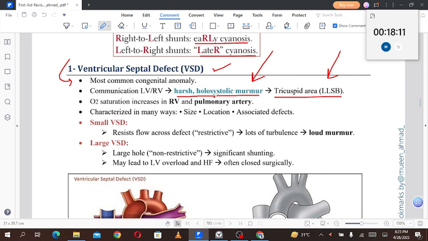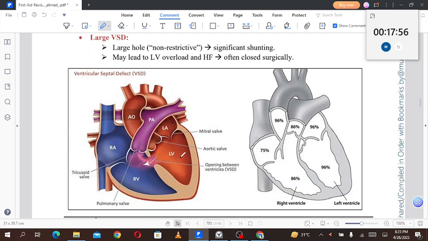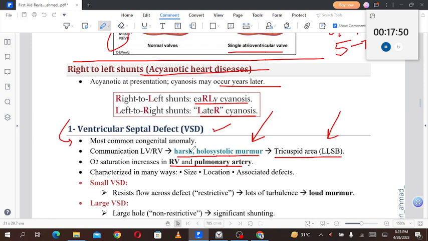So the harsh holosystolic murmur is present. Holosystolic means throughout systole, that is between the S1 and S2 sounds; throughout that we hear this sound. O2 saturation increases in the right ventricle as well as the pulmonary artery, because oxygenated blood from the left ventricle is moving to the right ventricle. So the oxygen saturation in the right ventricle and pulmonary artery is increased.